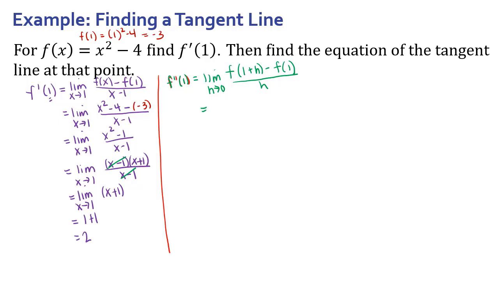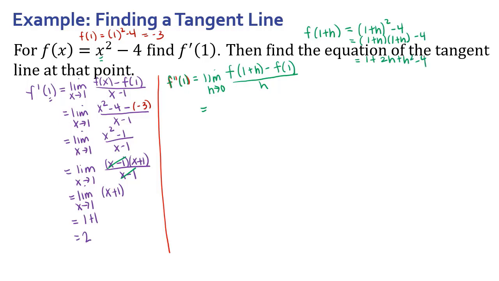So f of 1 plus h means I'm going to go to my function, and anywhere I see an x, I'm going to replace it with a 1 plus h. Now remember that 1 plus h squared is the same thing as 1 plus h times 1 plus h. We can't just distribute that squared through. We need to actually FOIL this whole thing out. So that's going to give us 1 plus 2h plus h squared minus 4.